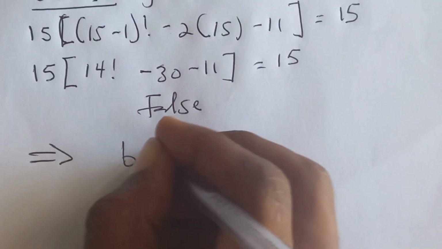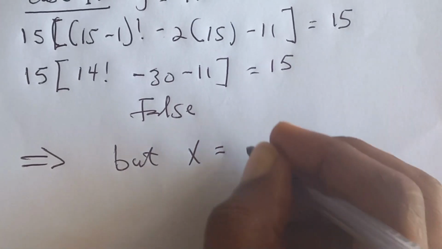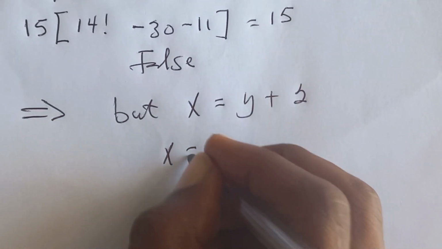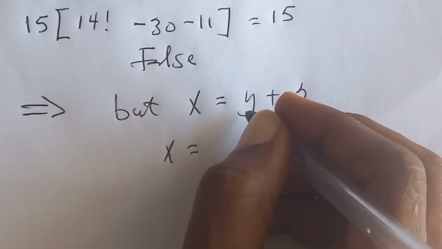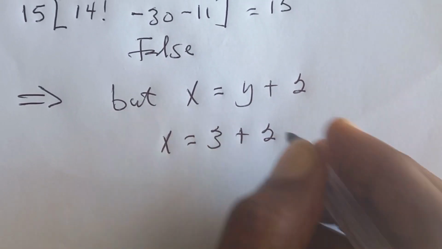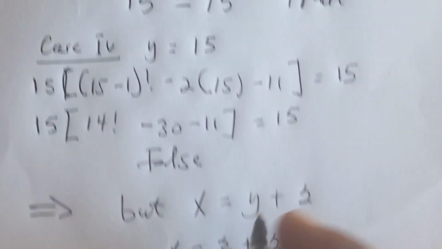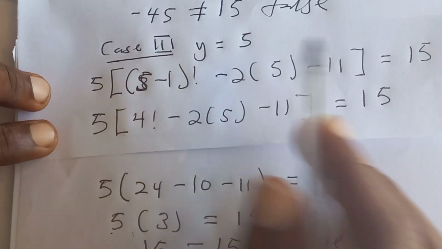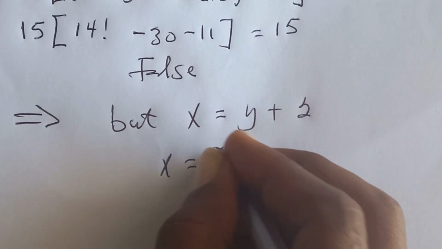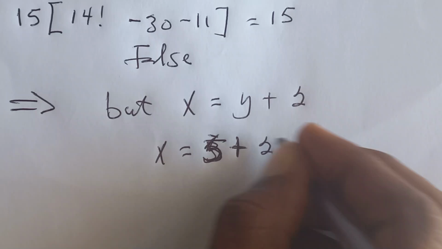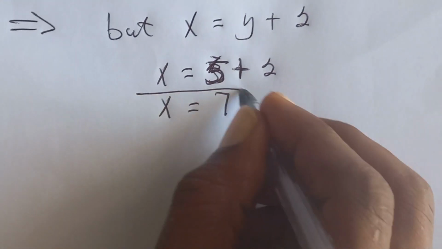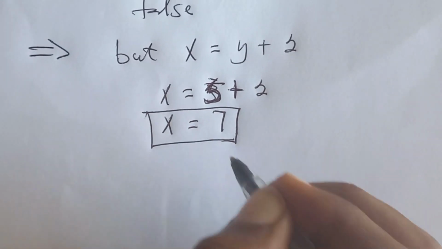Now we know that x is equal to y plus 2. So in this case, y is... Oh, sorry, it was 5 rather. So y is equal to 5. So 5 plus 2, we have x is equal to 7. So it means that our solution is x is equal to 7.